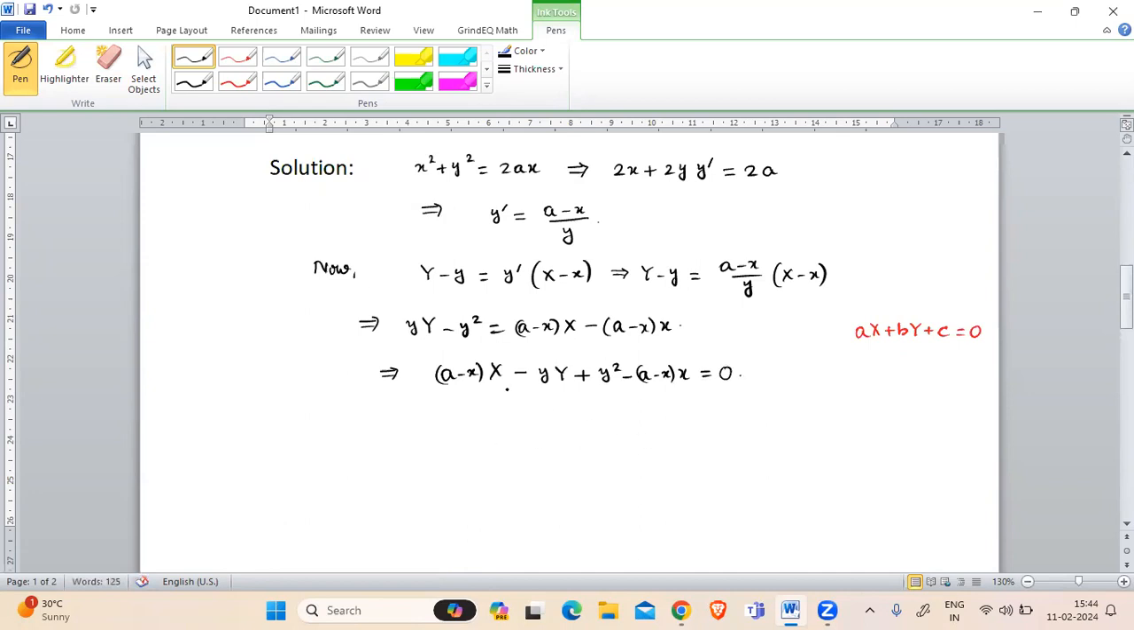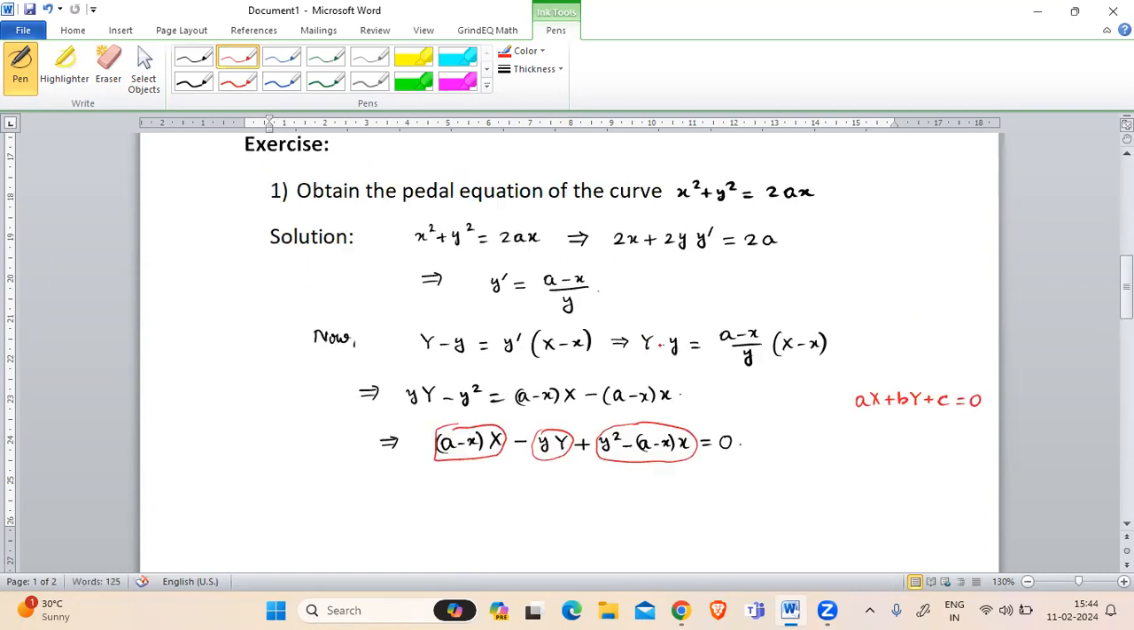Okay, now here as you can see, this term is the term corresponding to a x, so that small a will turn out to be a minus x, and the same way b will turn out to be minus y, and this would be the term c.